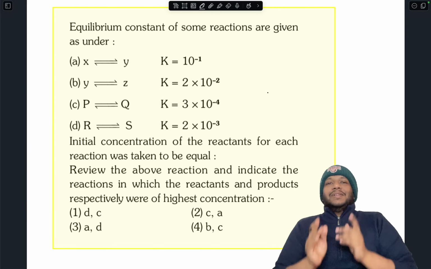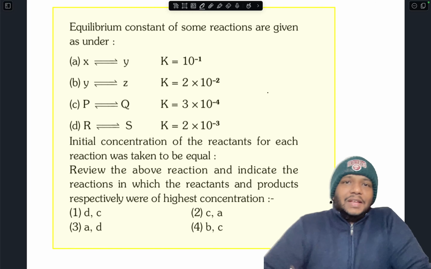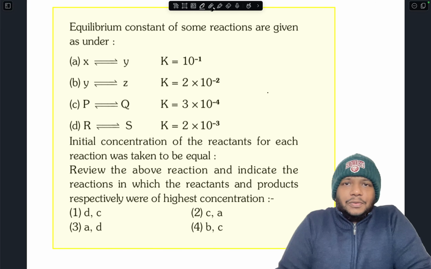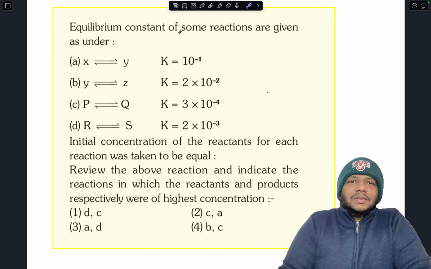Hi students. So we are discussing questions from the chapter Chemical Equilibrium. So we have a good question in front of you. Can you read this question, all of you? I will highlight the question for you.